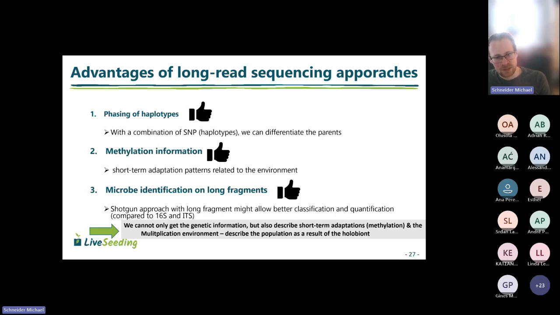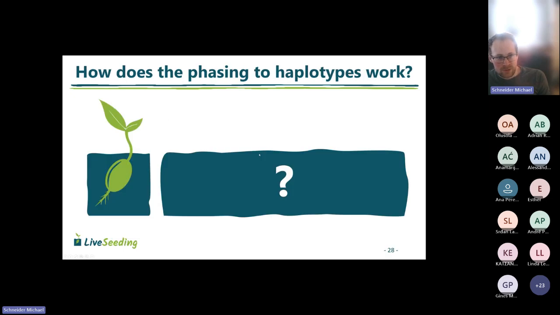And this can then be quite useful to distinguish between short-term adaptations characterized here in the methylation pattern, and also to specify, for example, the environment these populations have been grown in. For example, you could think of finding microbes that are very special to conventional farming in a batch of seeds, and for another batch, you find some microbes that are more likely to be found in organic farming.